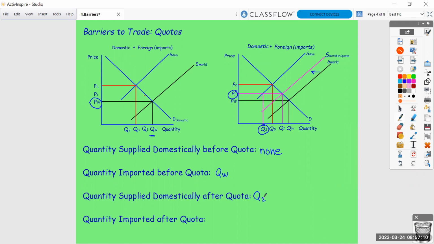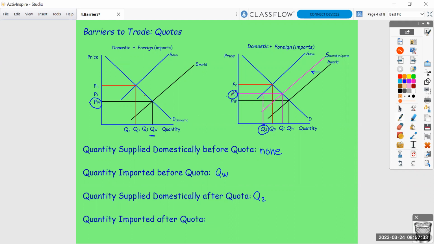Does anyone, through Connor, can anybody tell me what the imported amount would be after the quota? Mic is on, so hopefully she can hear. Q3. Someone said Q3. There's no Q3 up there.